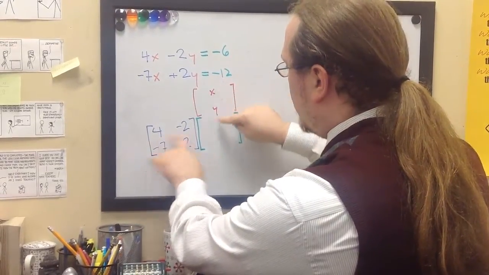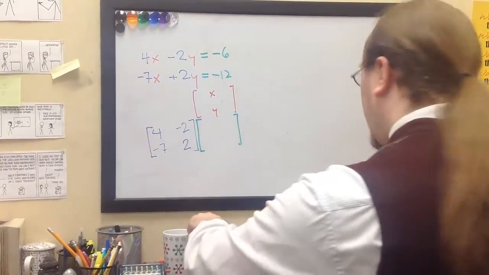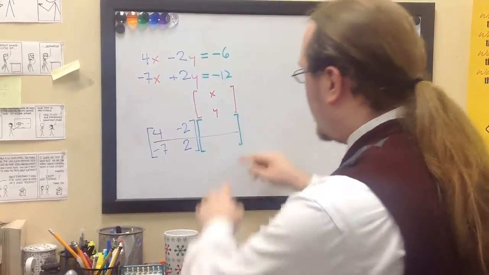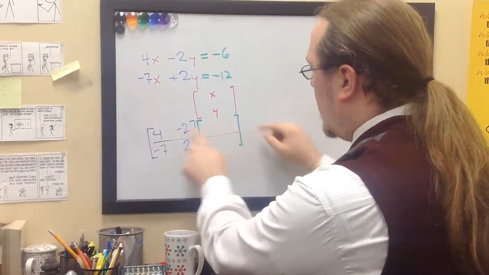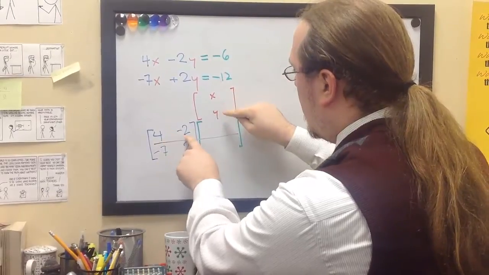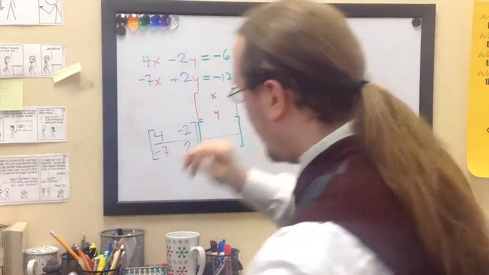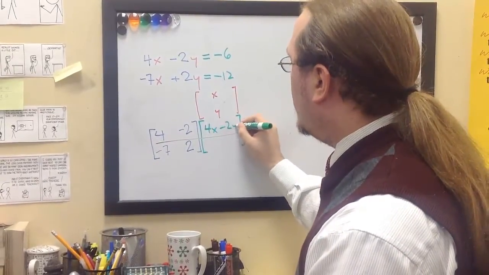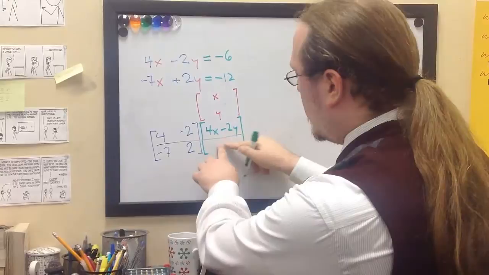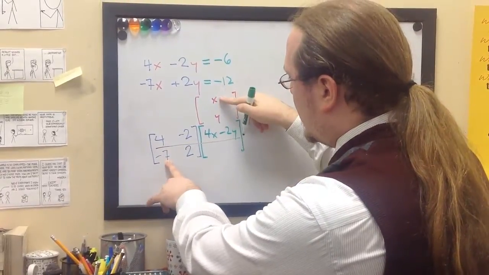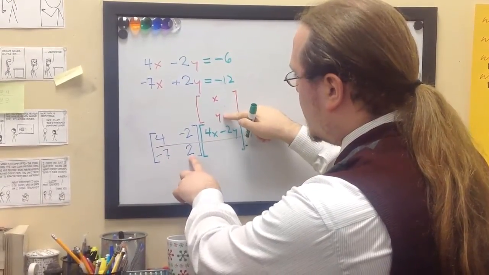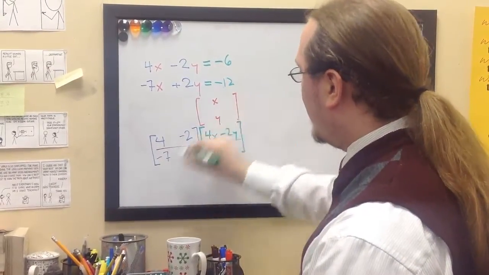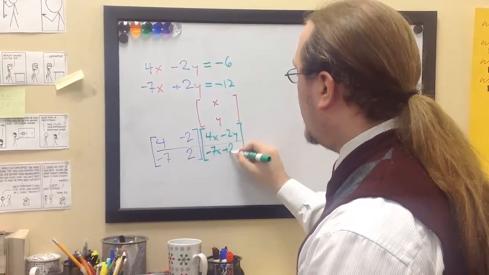4x, so we're looking for this area here. In fact, let me make sure you can see that. So for this entry right here, 4 times x, -2 times y. If we add those together, we can just write it down like that: 4x minus 2y. And then this one right here, -7 times x, +2 times y. If we add those together, we get, just like I said, -7x plus 2y.